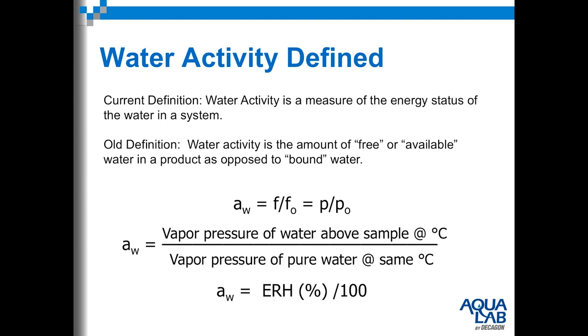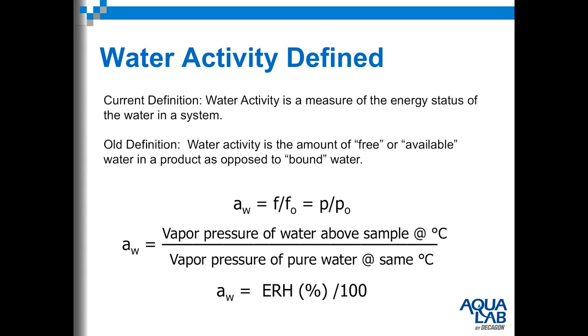So let's dive into the water activity portion of this a little bit more. In terms of water activity, I have two definitions up here. One is the current working definition, and that states that water activity is a measure of the energy status of water in a system. Okay, so people are probably wondering, what is the energy status of water? What does that really mean?